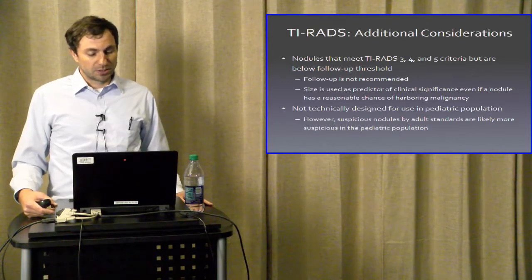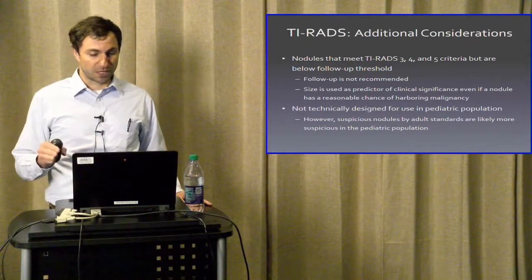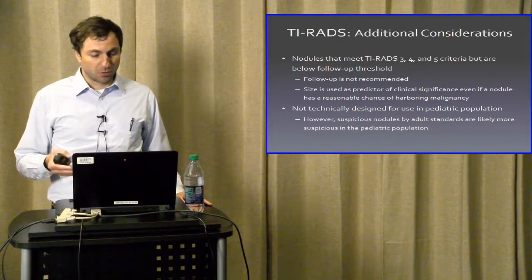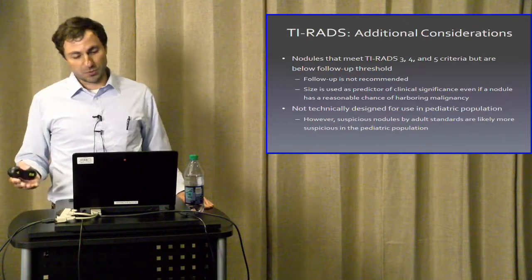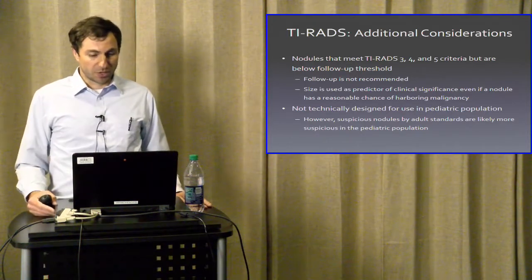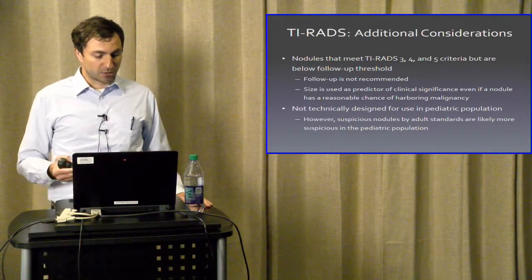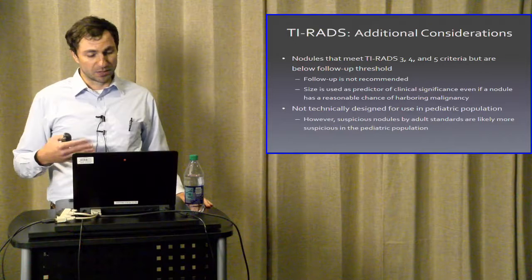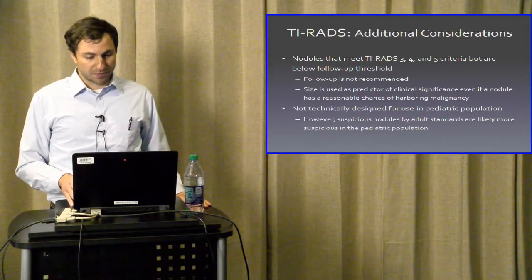So the thought is that the first 5 criteria will give you an inherent risk of malignancy within a nodule, and the size is supposed to be used to help you determine whether or not a nodule will be clinically significant. So if it's below size threshold, it may still harbor malignancy, but it's thought that that will not develop into a clinically significant thyroid nodule.